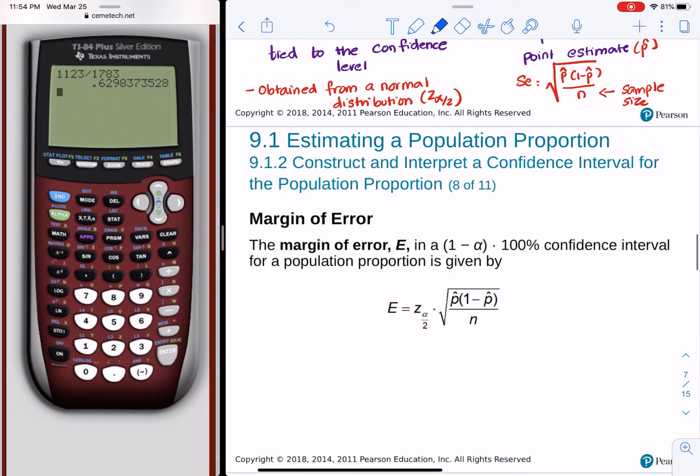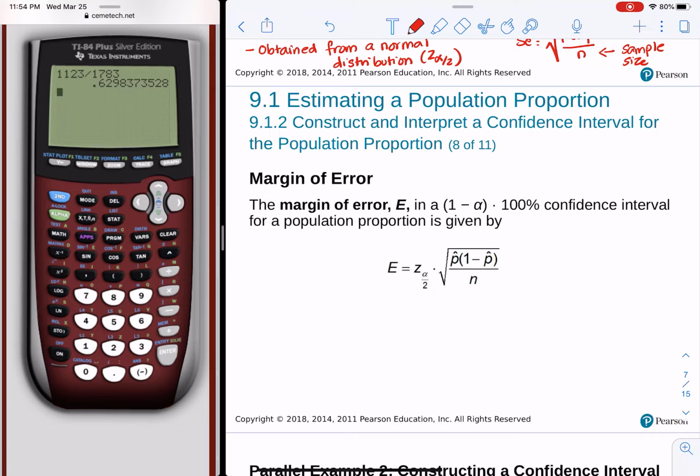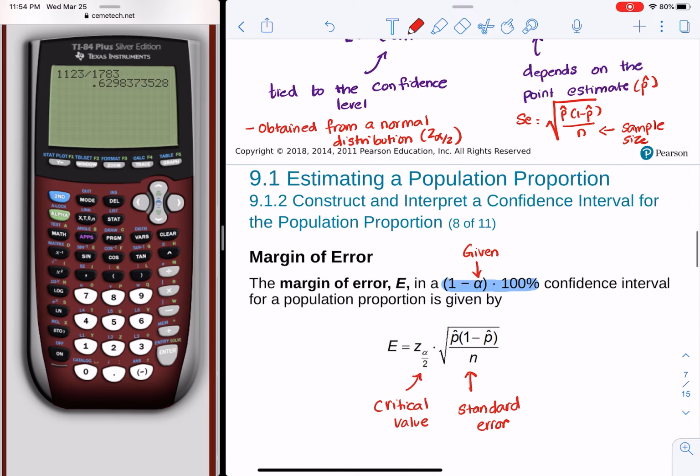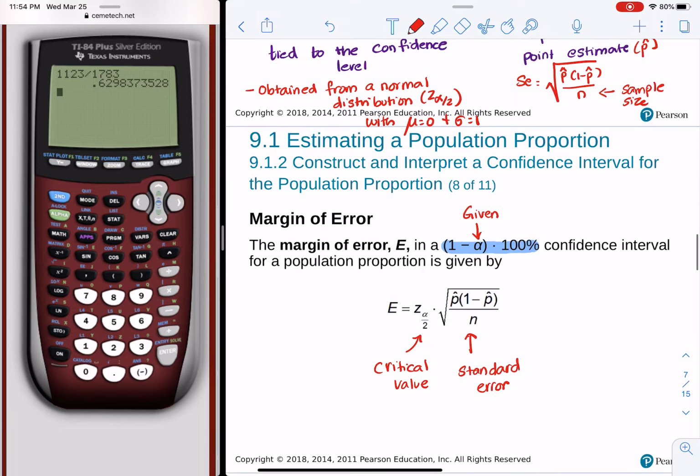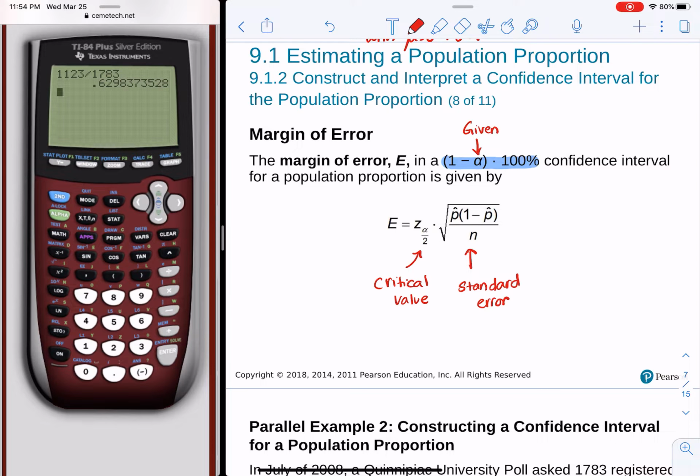So the next slide simply summarizes what I just mentioned. For a given value of alpha, we would have a confidence level of (1 minus alpha) times 100%, and the margin of error is simply the product of the critical value and the standard error. So let me be precise here. Z alpha over 2 is obtained from a normal distribution with mean 0 and standard deviation 1. So what is Z alpha over 2, the critical value, and how do we find that?